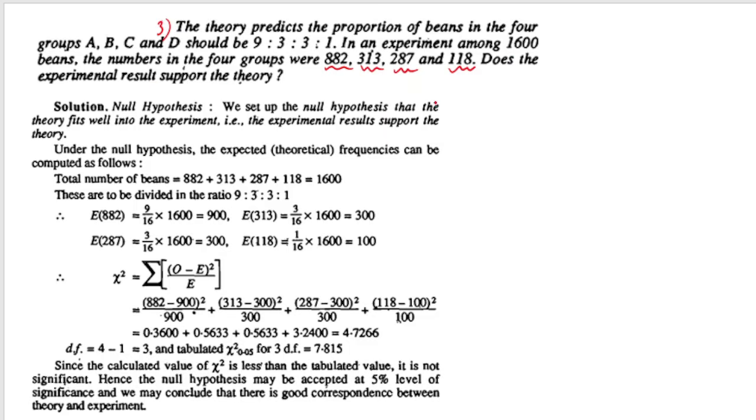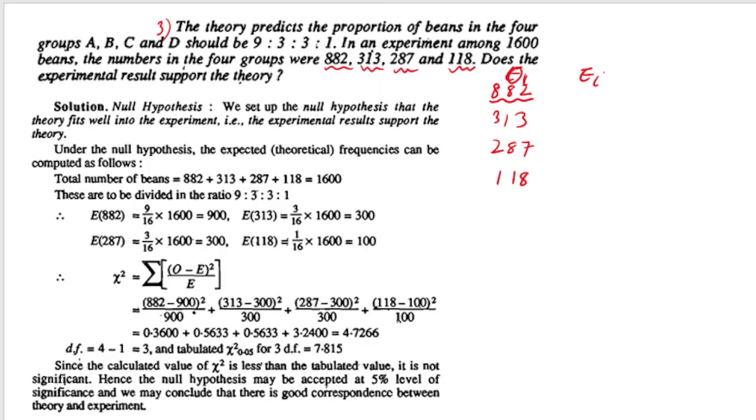So these are the observed values: 882, 313, 287 and 118. As per the theoretical assumption, the theory predicts that the observations for the different groups, like A, B, C, D, should be in the ratio of 9:3:3:1. So the proportion of beans in the first group A. If this is the observed frequency OI, what should be the expected frequency EI?